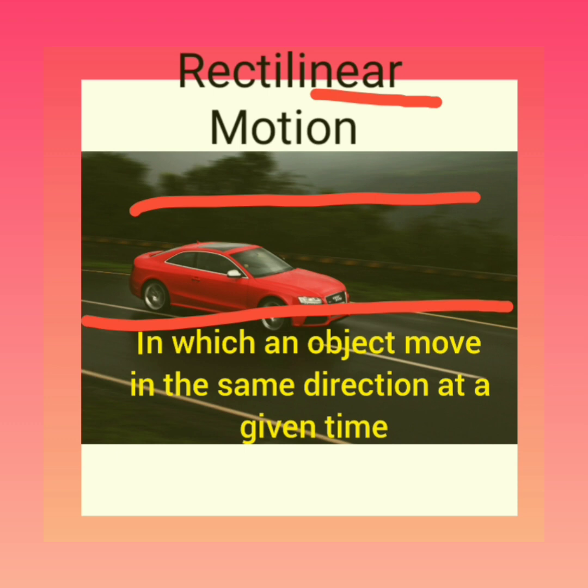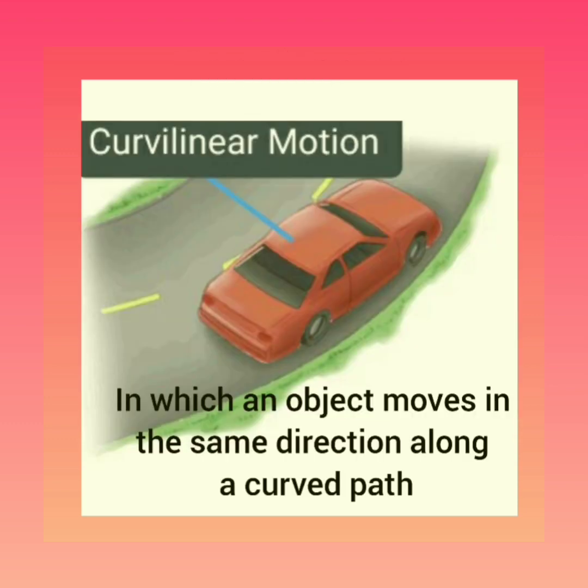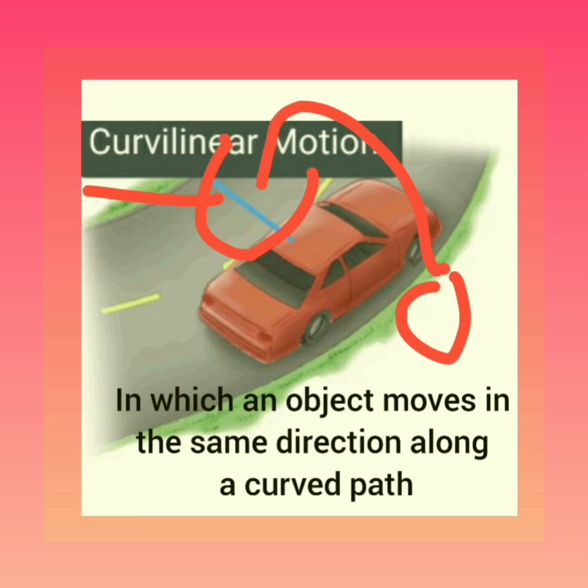Now curvilinear motion. Curvilinear motion is a motion in which an object moves in the same direction along a curved path. See, when you are playing basketball, you are trying to put that ball in the basket. So which type of motion is it? It is curved motion, in which an object moves in the same direction along a curved path.